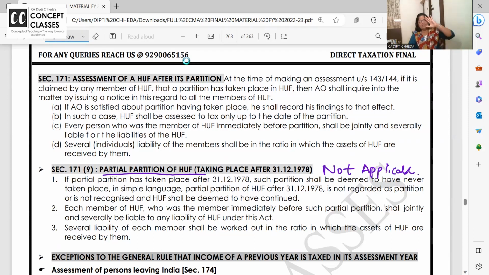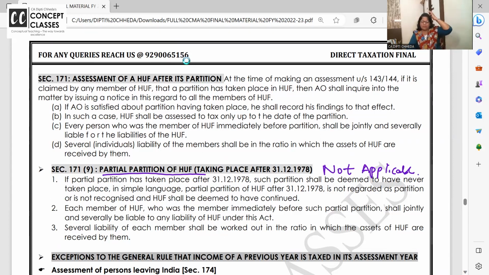Partial partition मतलब applicable नहीं है. No. Partial partition पहले होता था, अभी ऐसा है either you do complete partition of HUF, एक karta, एक spouse, दो बच्चे, सबको अपना अपना हिस्सा दे दो, खत्म करो, or the HUF will continue even if the karta is deceased. Will the HUF continue?